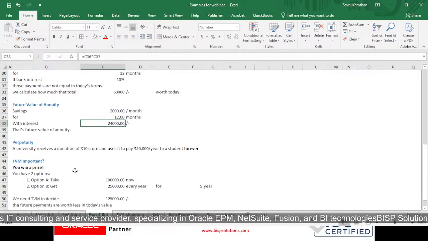Then comes perpetuity, which we also discussed in today's session. A university receives a donation of 10 crores and uses it to pay 50,000 rupees every year to a student forever. That is what perpetuity means.